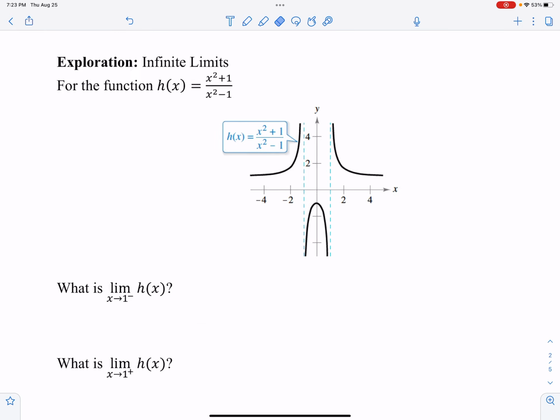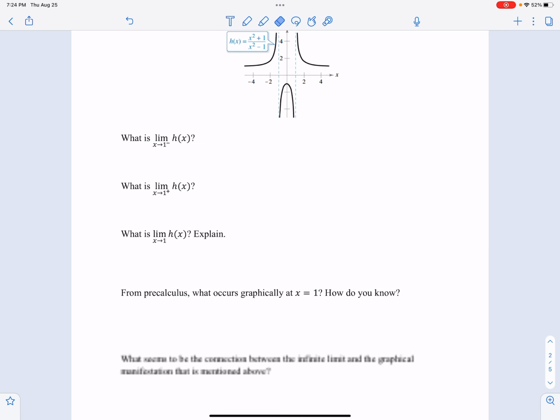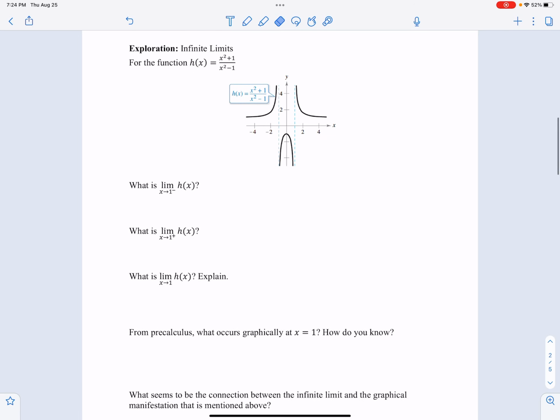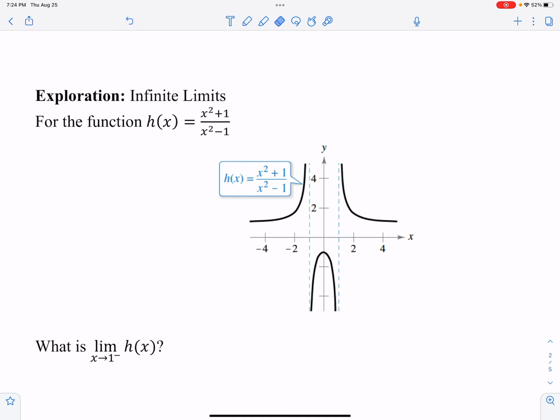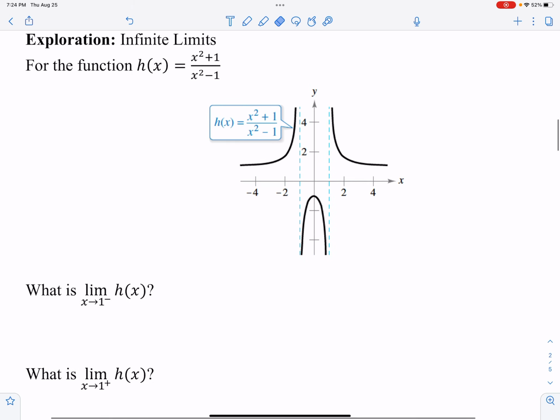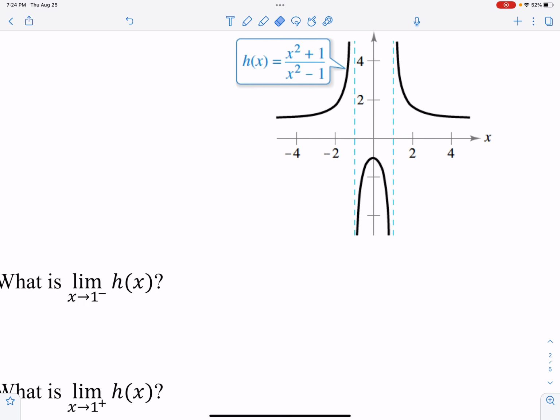So I have a little exploration on this page that if you would like to try this on your own, answer these questions and reference this graph, you can pause the video and try answering these questions. And I'm going to talk us through it. So we have this function h of x that is x squared plus 1 over x squared minus 1. And I've given you a picture of the graph. And it looks like there's a vertical asymptote at -1 as well as +1. So let's answer these next few questions.